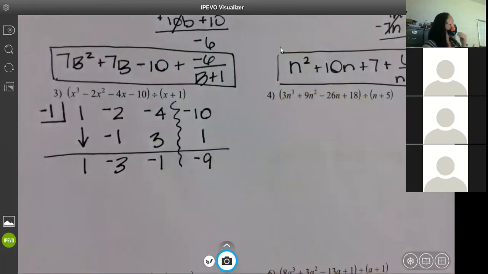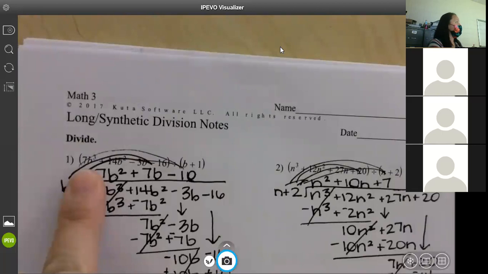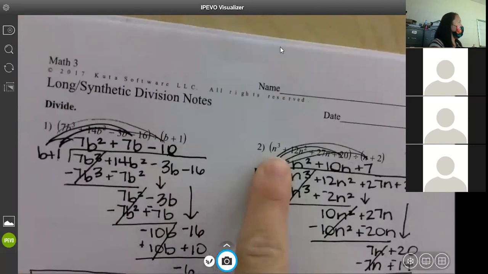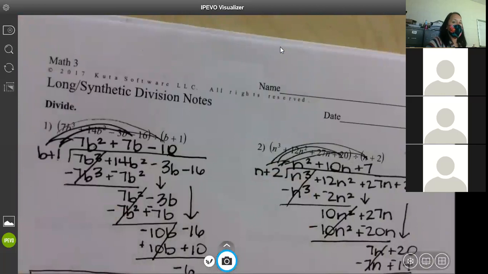That last number is your remainder. That last number is always your remainder. So here's how you write it. What is the highest power that we started with in the problem? 3. We drop it down to 2. So if you look at all your answers, we started with 7b cubed. What is our answer? 7b squared. If we look at this one, we started with n cubed. Our answer is n squared. Does everybody see that? So we always drop it down 1 power.